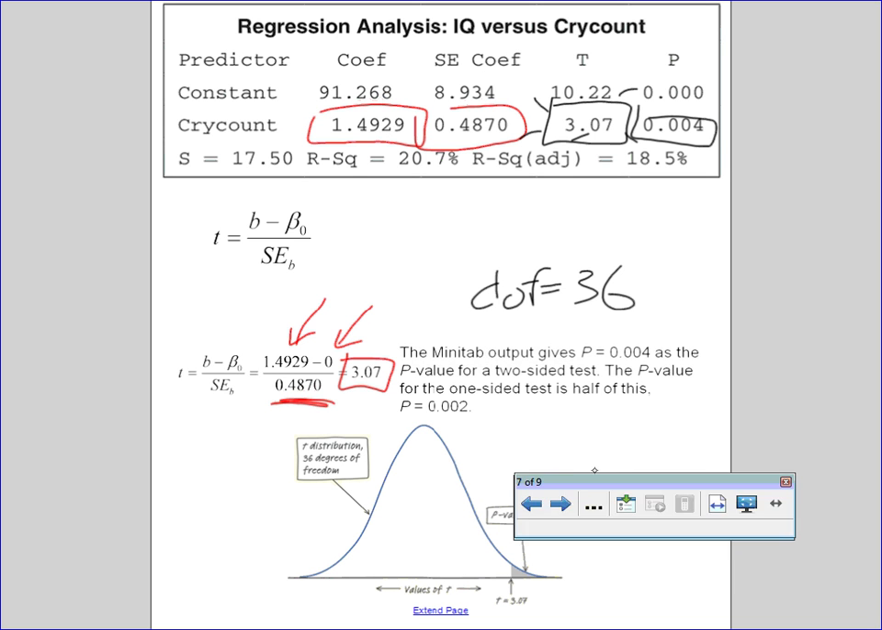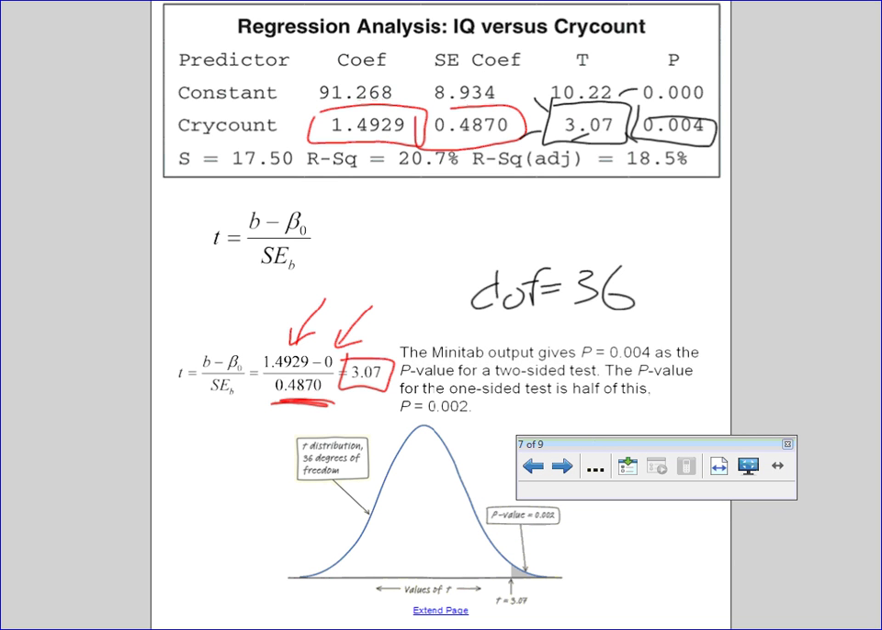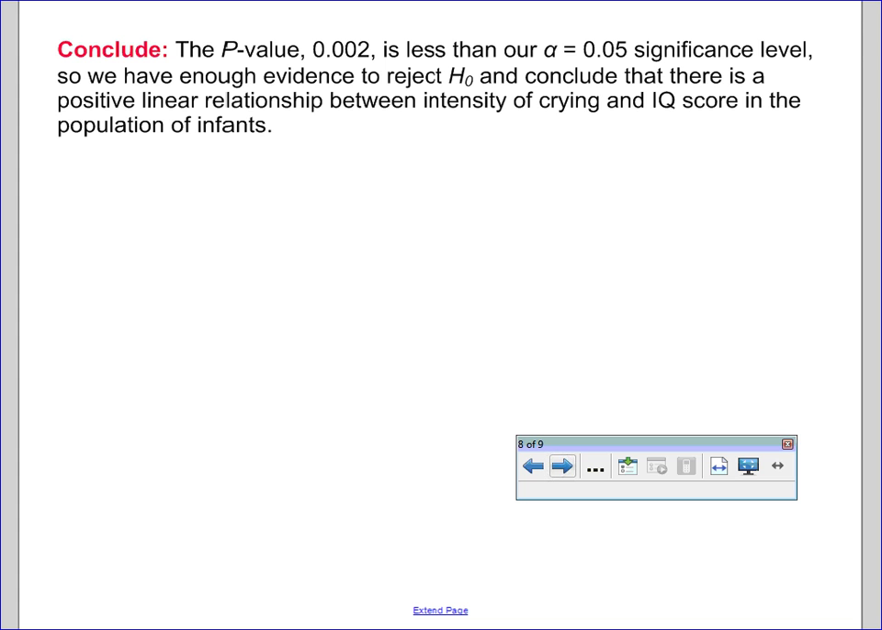And here's a picture of what that looks like. And so we get a p-value of 0.002. This p-value here is assuming a two-sided test. Because we're one-sided, we divide it in half. Be careful about that. We'll learn how to do some of this in the calculator in a second.